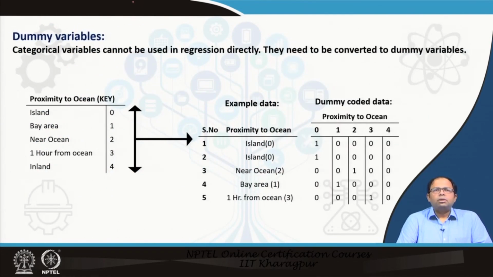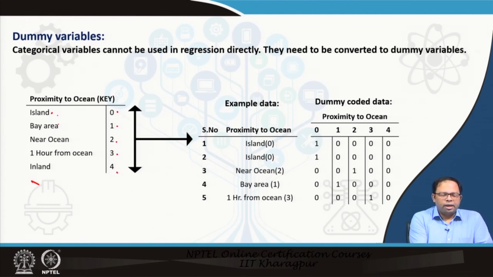So, then we come to dummy variables. We have discussed dummy variables earlier. These are basically categorical variables and cannot be directly used in regression. So, we need to convert them into dummy variables, like proximity to ocean. Sorry, I told you 3. There are around 1, 2, 3, 4, 5 categories of proximity to ocean. So, these are the categories. So, we could have 0, 1, 2, 3, 4. These are the different values.